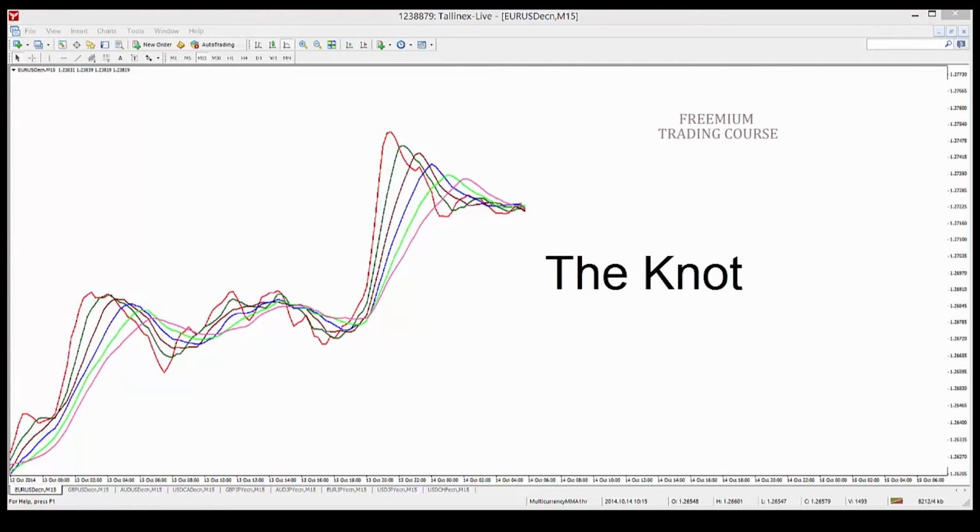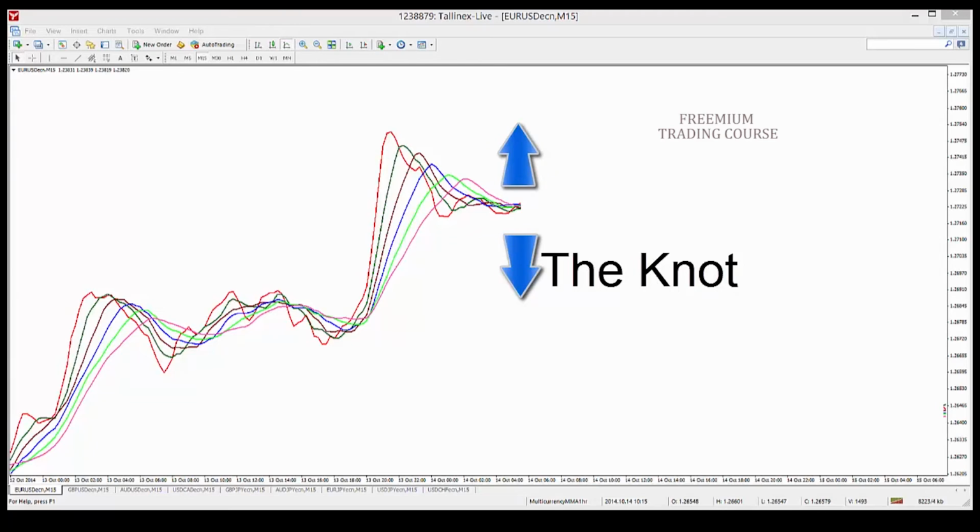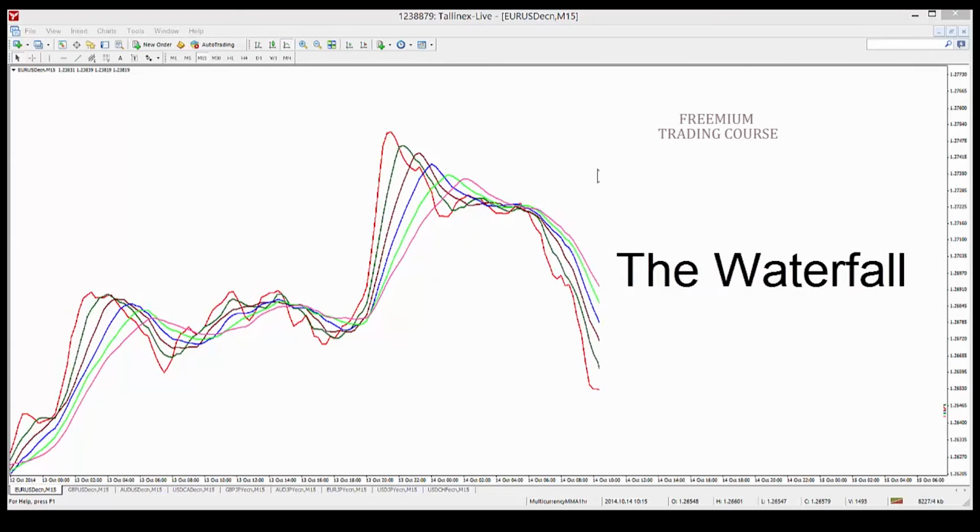We call that consolidation a knot, and there are various ways of trading that knot. You can either straddle the knot, so in other words, put a buy above it and a sell below it, and ride the trend that develops from that particular knot. Some traders think they are clever enough to spot the potential breakout of that knot, and they would then only place a one-sided pending order very close to their knot to catch any particular breakout. So that covers the knot.